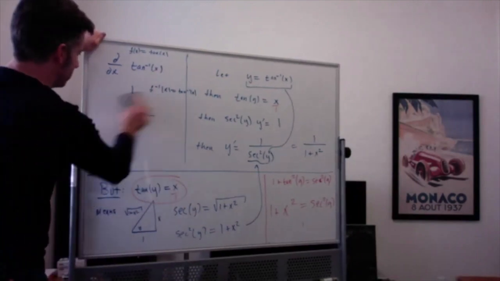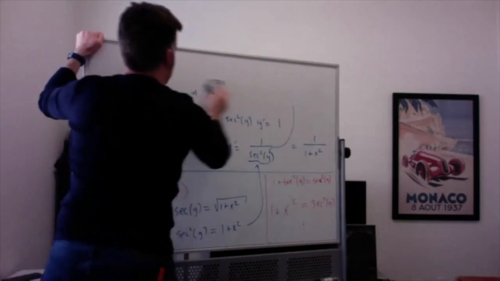When you're writing the triangle, how do you know which side to put the x and the 1?